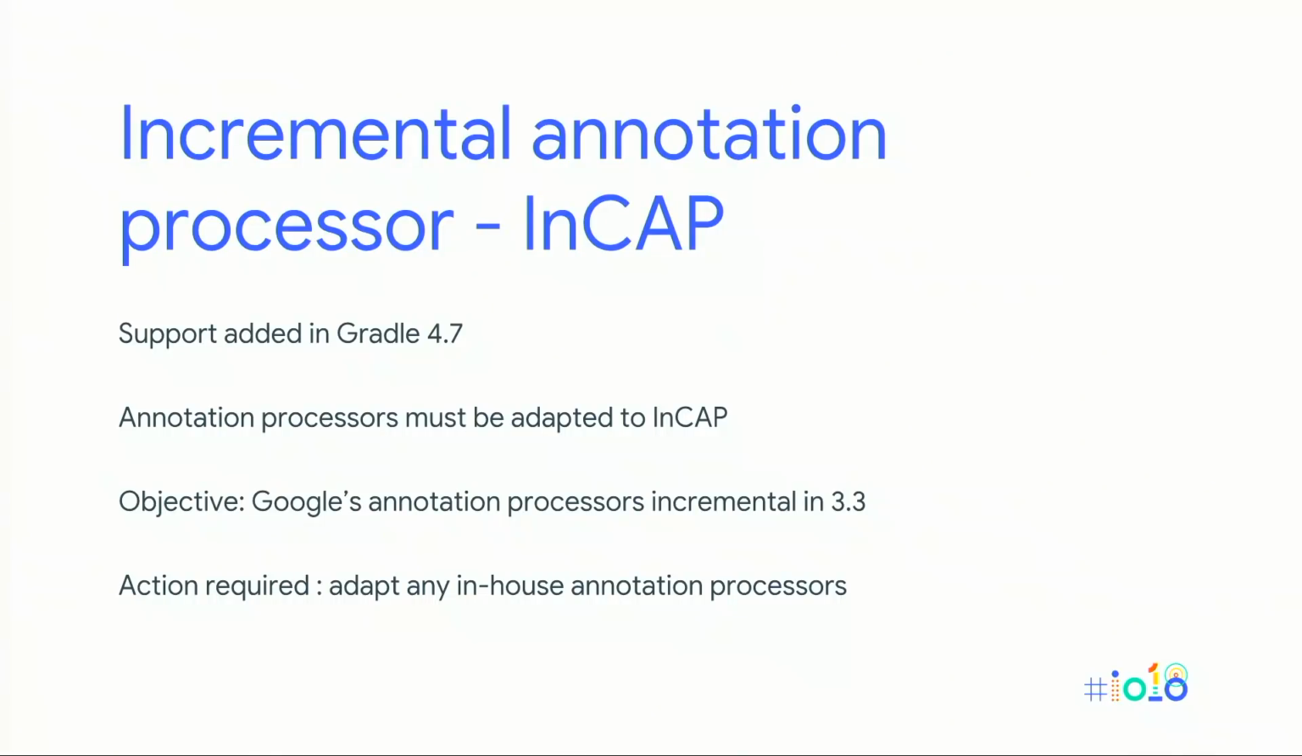There is an action required from you. If you have in-house annotation processors, then you should move them to be InCap capable to use this library. It's not very complicated. For the simple annotation processors, where there's just one source file and it generates something from one source, and doesn't need to see the entire world, it's just adding a few manifest entries, so it's very simple. And that will eventually, if all of your annotation processors are InCap capable, let us switch the compilation to be incremental, and that will have a huge impact on the performance of your incremental builds.